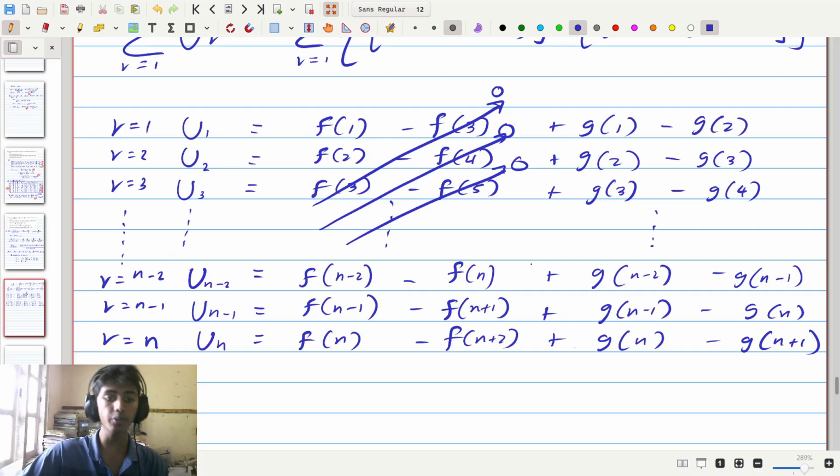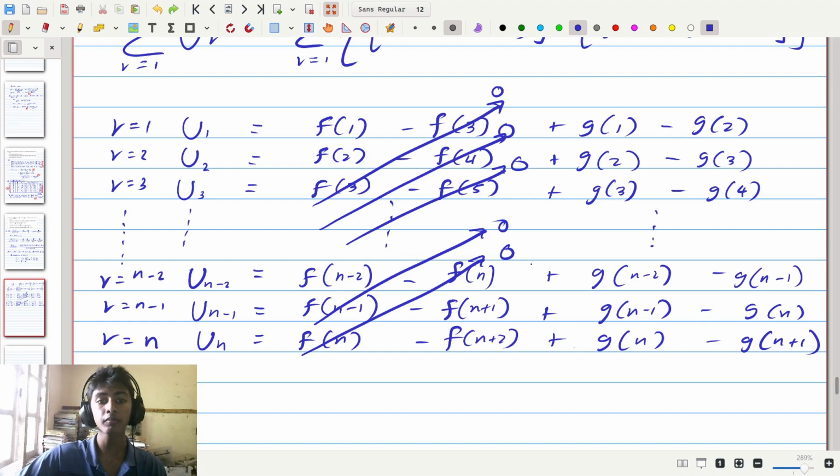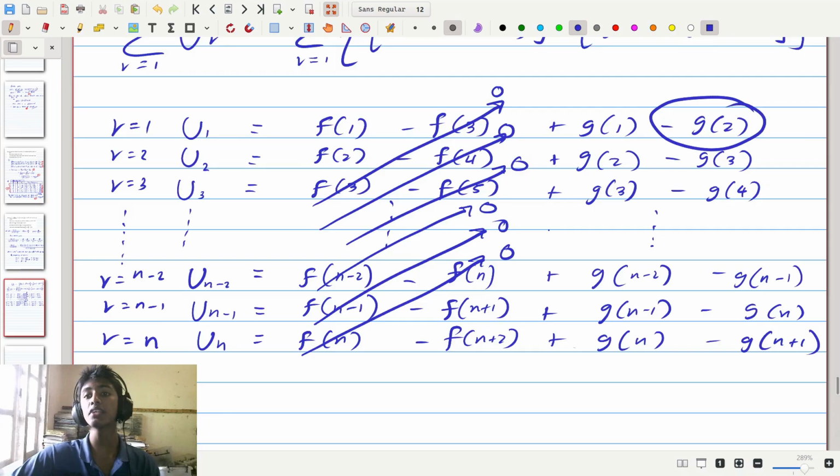From the other side, we can see that this plus f of n and this minus f of n would cancel, so this is going to be equal to 0. Similarly, there would be a f of n minus 1 here, so that minus f of n minus 1 and this plus f of n minus 1 is going to cancel to give us 0, and this is going to cancel to give us 0. So all the terms in the middle are going to cancel, and we're going to be left with f of 1, f of 2, and on the other side, minus f of n plus 1 and minus f of n plus 2 here.